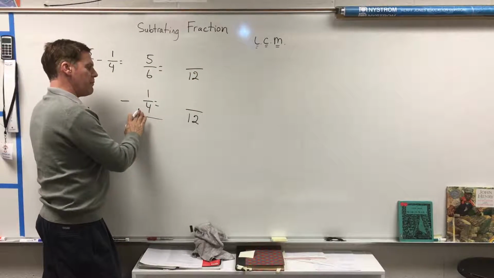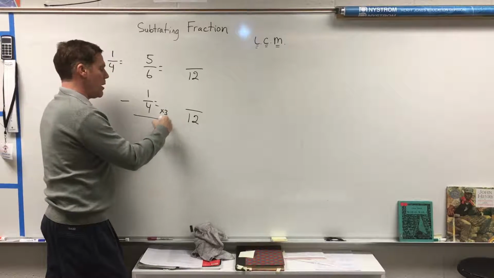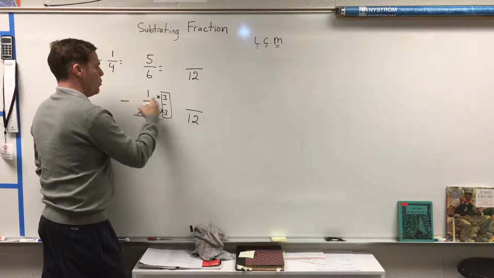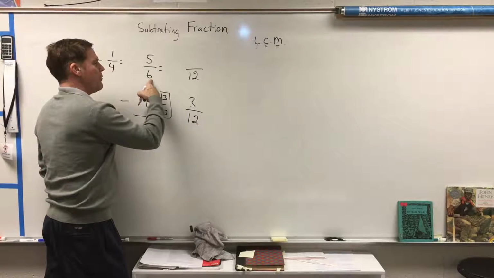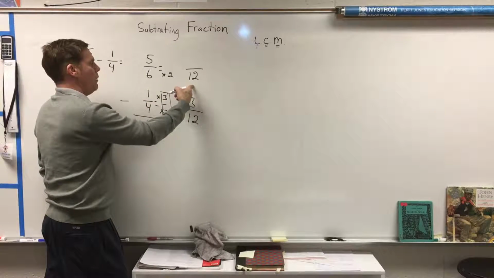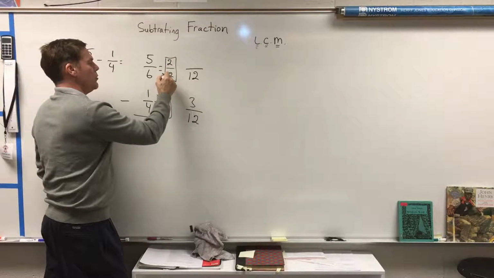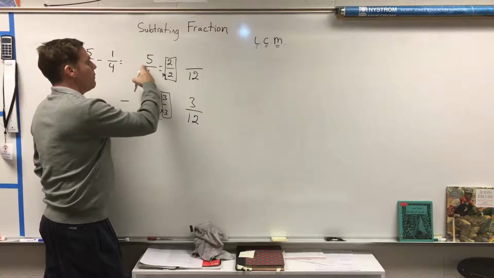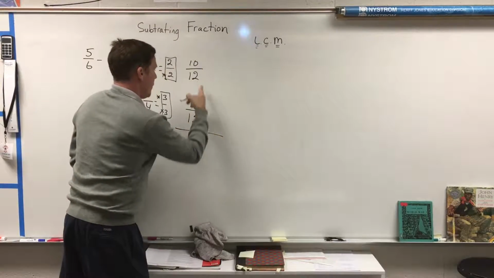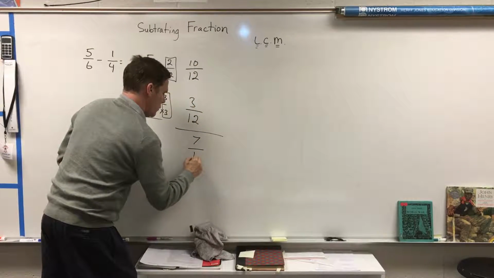So again, I'm thinking, how did I get from 4 to 12? That was times 3. Remember, if you multiply the denominator by 3, you have to multiply the numerator by 3, because that's my 1. 1 times 3 is 3. How did I get from 6 to 12? I had to multiply by 2. So remember, if this is a 2, that must be a 2, because 2 over 2 equals 1, so we're really multiplying by 1. 5 times 2 gives me 10. Now that I have a common denominator, 10 minus 3 gives me 7/12.